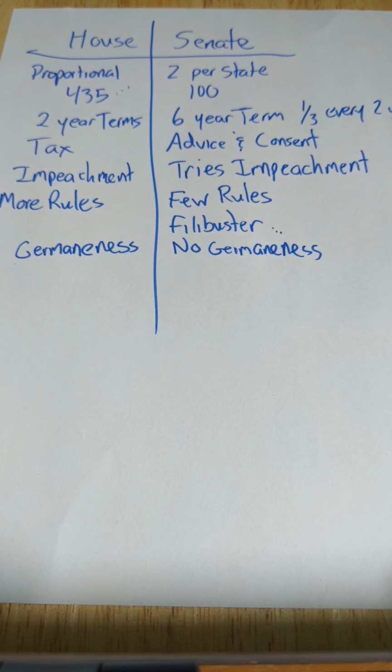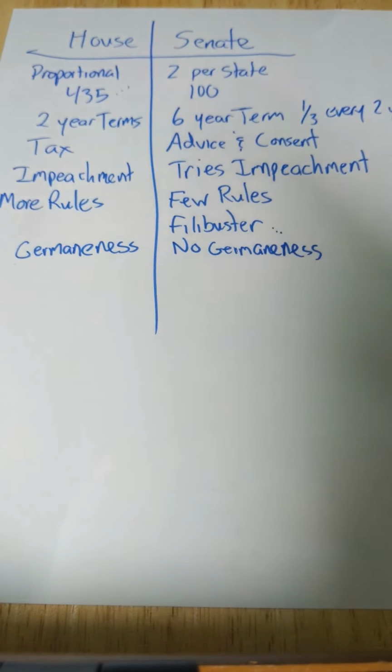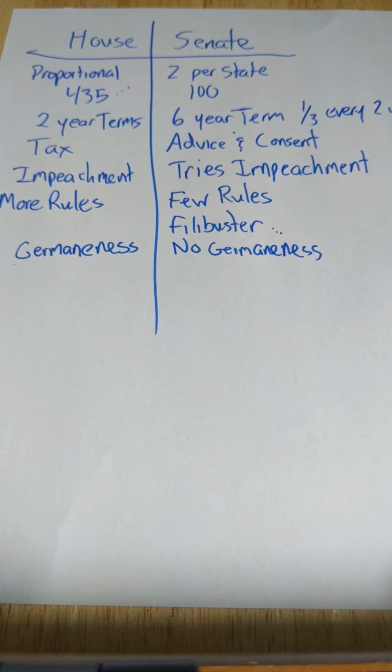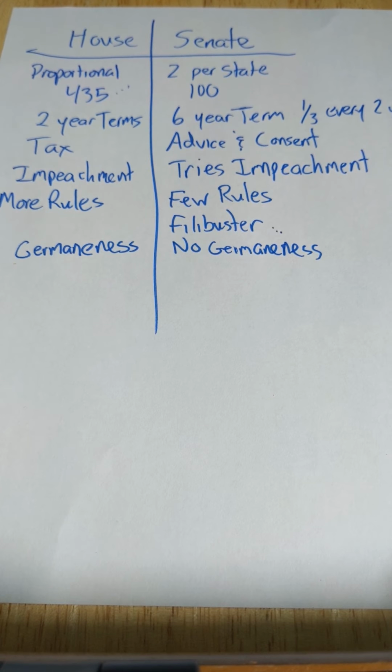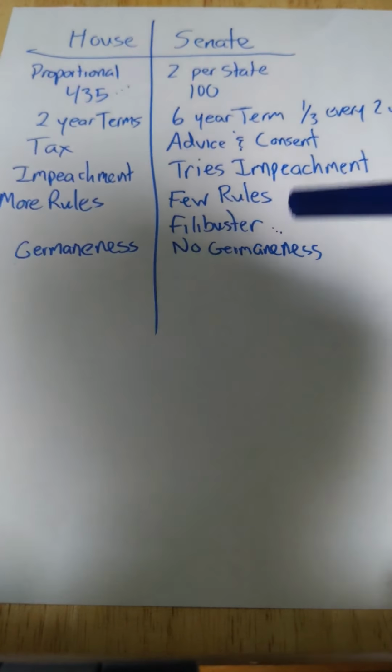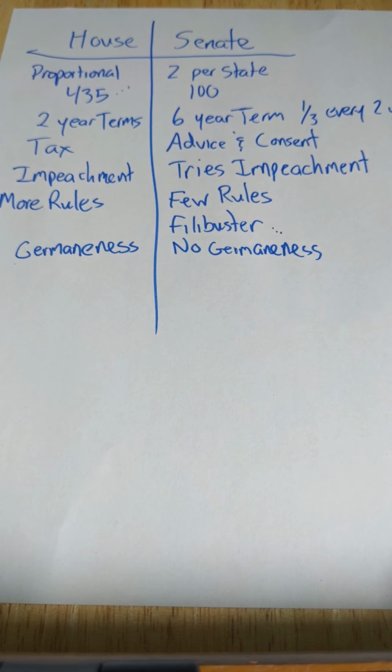Something like that is actually called a Christmas tree bill because everybody wants to hang their ornament on it. And the problem is that all the ornaments kind of represent the individuals. And if there's enough ornaments, the tree falls over. So there's the germaneness and then no germaneness in the Senate.